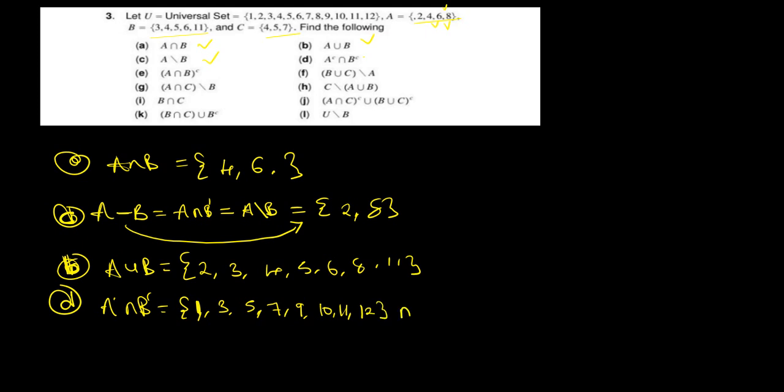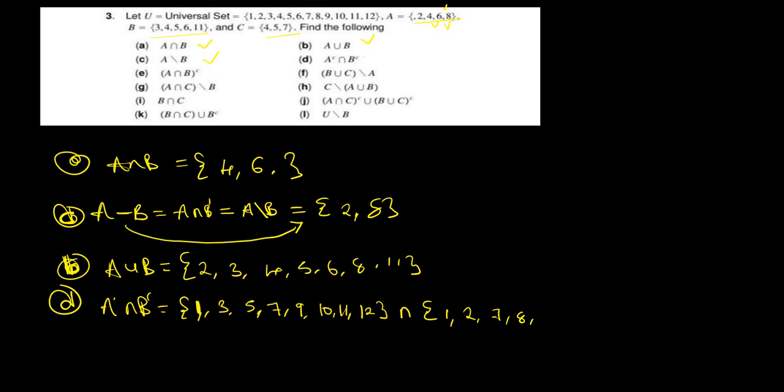Then I'm intersecting with the B complement. B complement will be things that are not found in B. We'll exclude 3, 4, 5, 6, 11. So I'll put 1, with reference to the universal. 2. 3 is found in B. 4 is found in B. 5 is found in B. 6 is found in B. 7 is not found in B. 8 is not found in B.